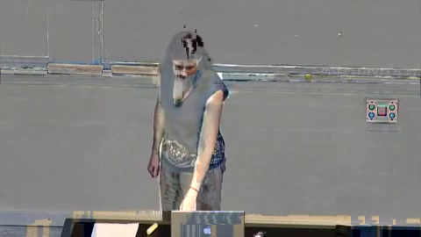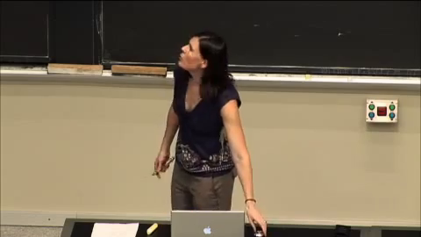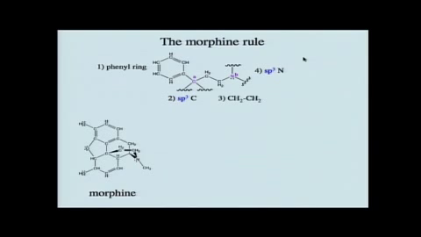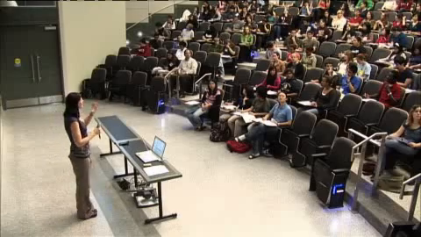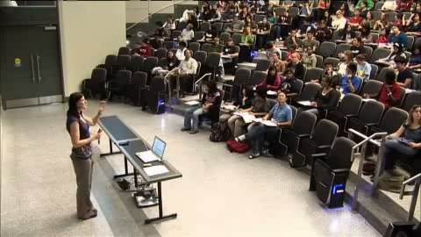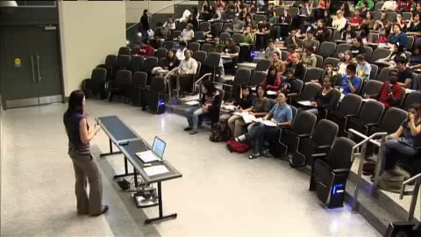If we take a look at the morphine molecule here, you can see that it's a little bit more complicated than the structure we see right here. But if I highlight the residues in purple, you can see that it in fact does follow the morphine rule. This is what allows morphine to bind into its receptor, which is a pain receptor, and block the feeling of pain.